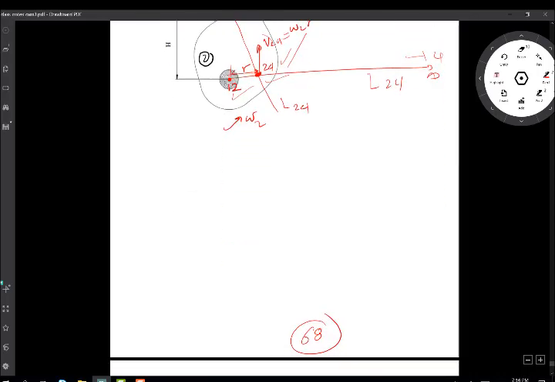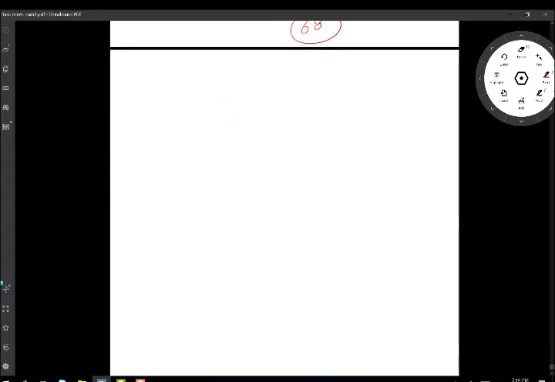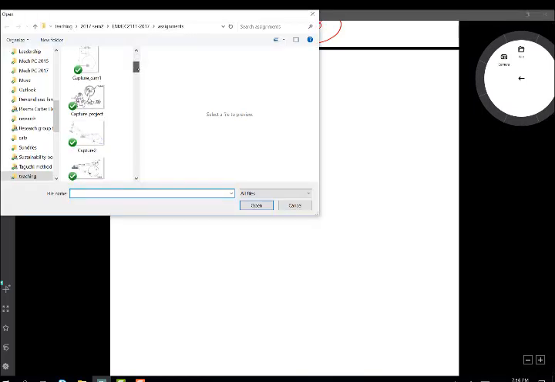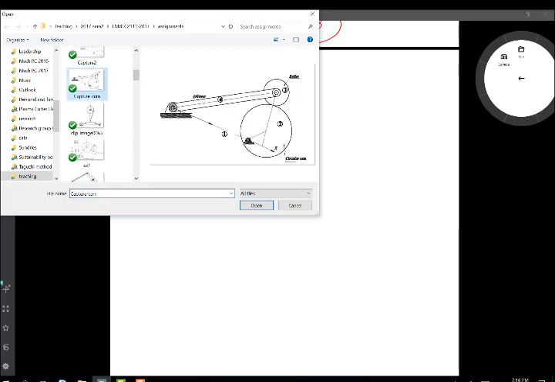Okay, let's see if I can get another example. All right, so insert an image. Let's see if I can have another example for you. Right, let's see if I can have this one here, for example.